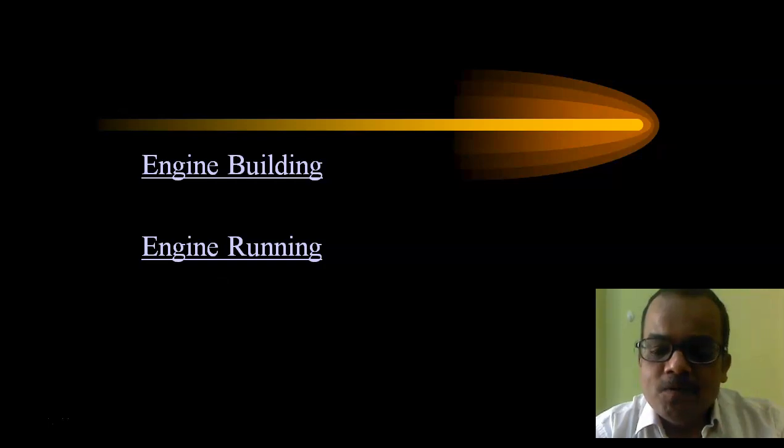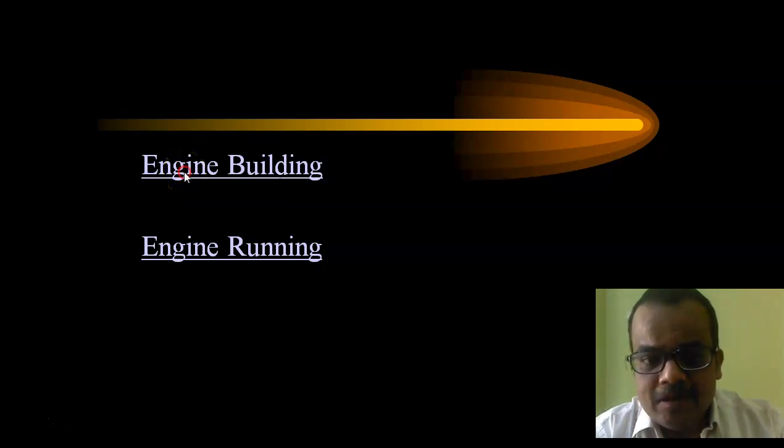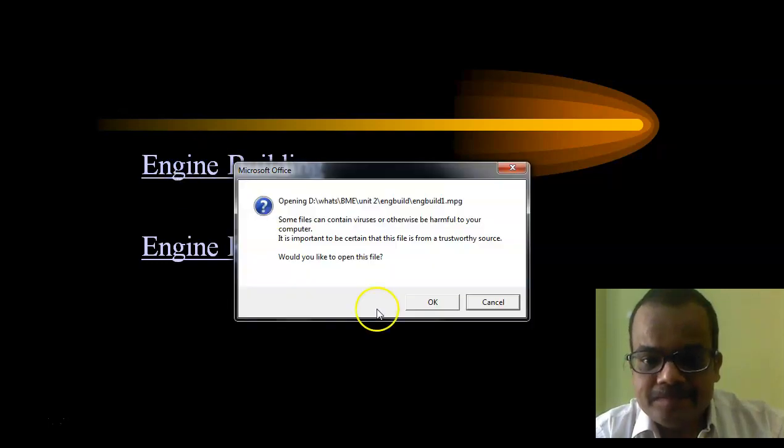Now, we will see how the different components of an engine, as well as the working of the 4-stroke engine. Now, I will show you how that assembly will be done. So, I will show you the animation, how that assembly of that engine will take place.